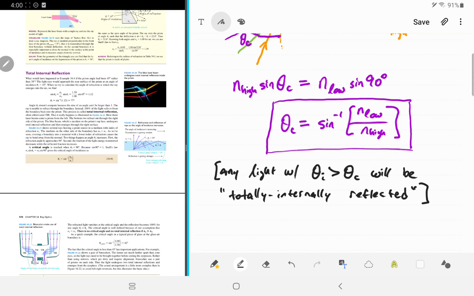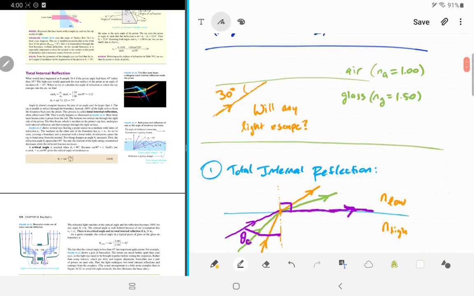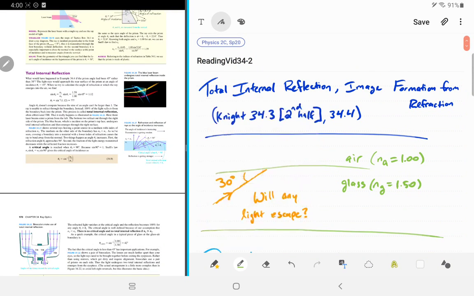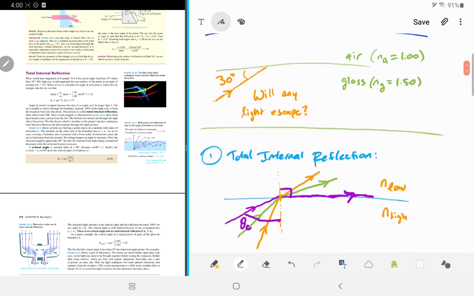Okay, so we can look at this problem from before. There are two ways that we can look at this problem right here. I'll call this the original problem. First of all, we can assume that the light will escape and try to just use Snell's law and figure out what happens. And then we can also just compute the critical angle and then see if our angle of incidence is bigger than the critical angle or not. So there are two ways that you could approach this problem.